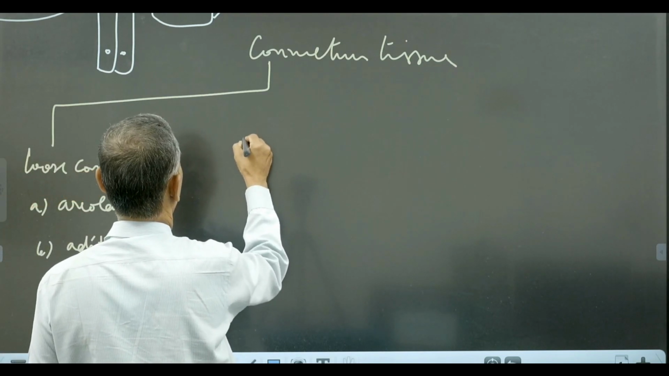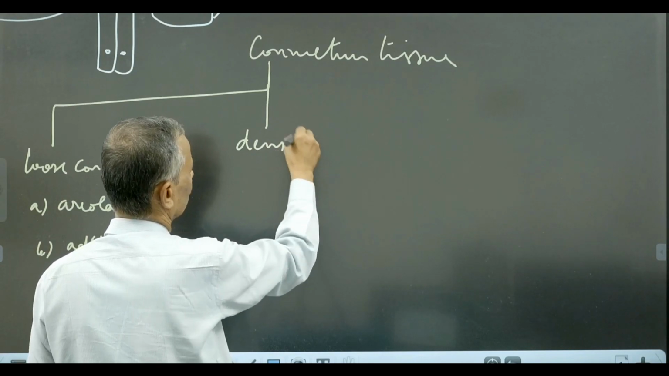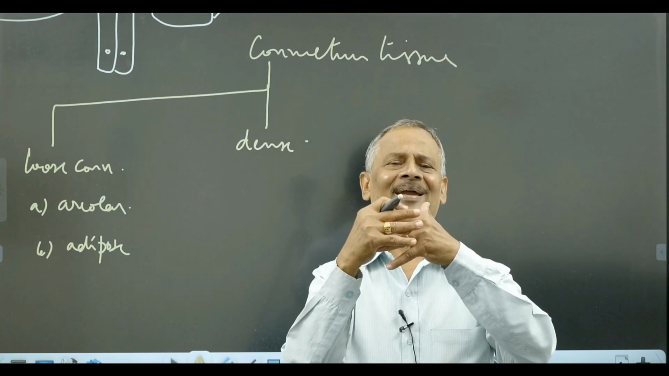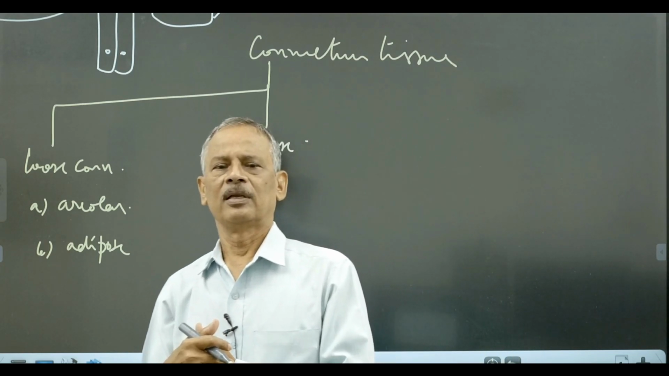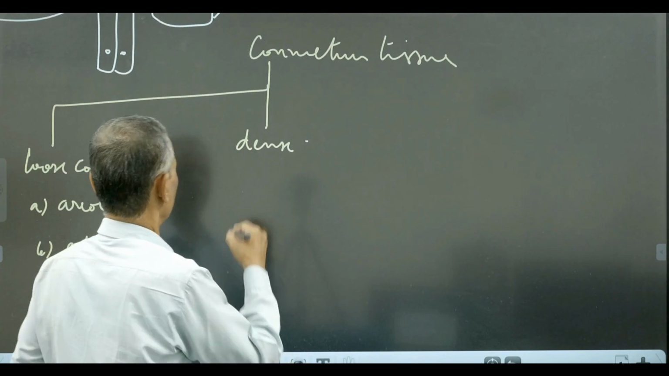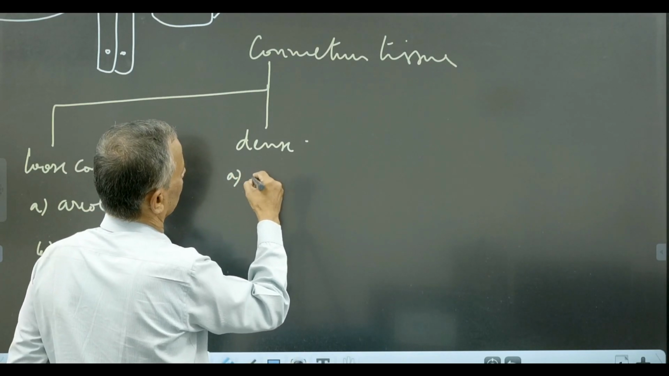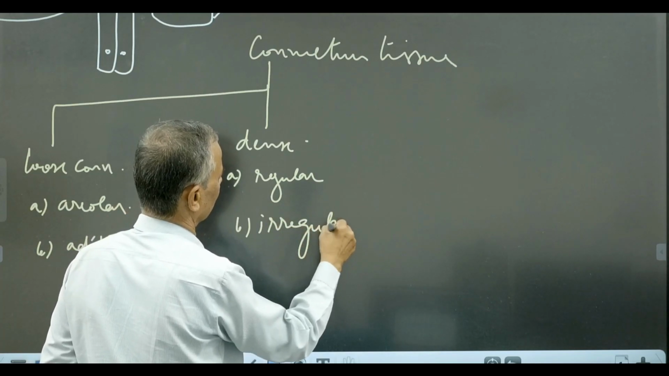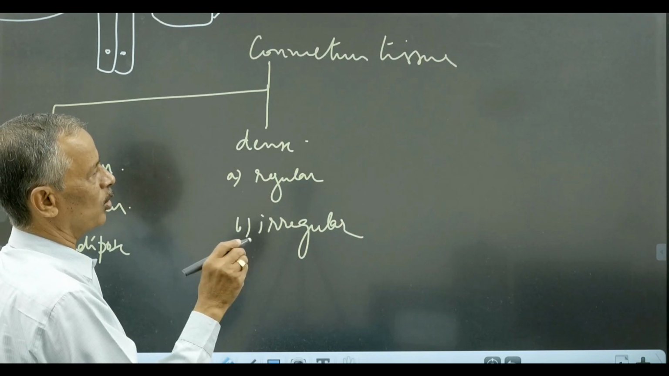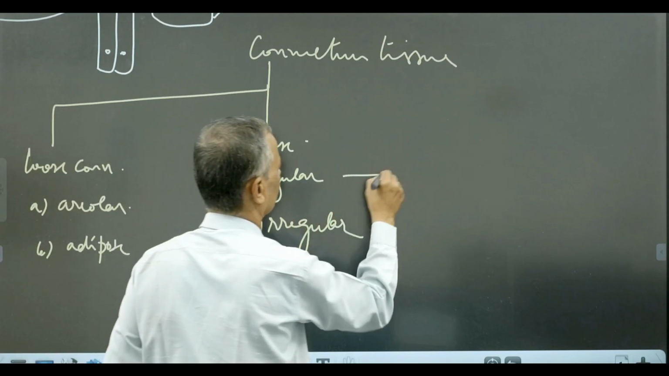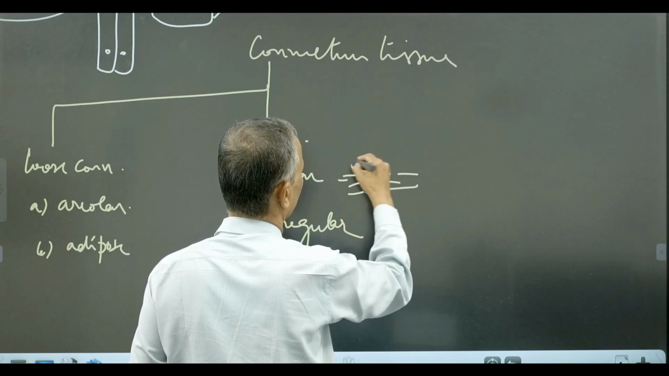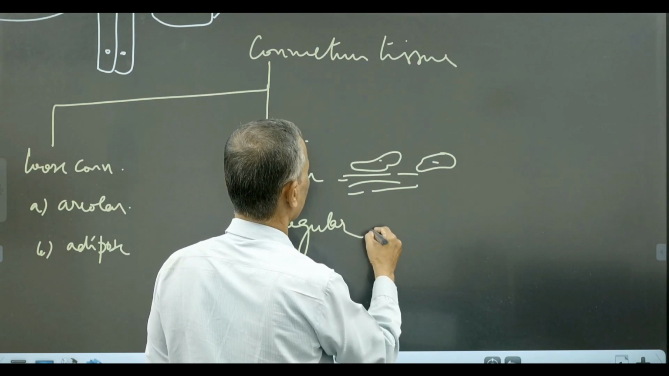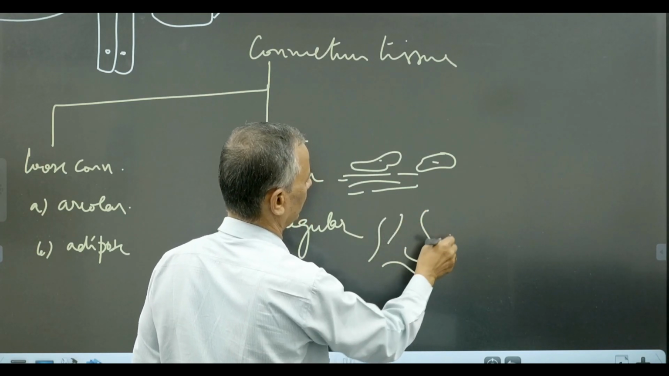Now we go to dense connective tissue. Here, the fibroblast cells and fibers are densely packed, compactly packed. And there are two types of such dense tissues, namely dense regular and dense irregular. What is dense regular? In dense regular, fibers and fibroblasts are oriented in the same direction. You have so many layers of fibroblasts and fibers arranged in the same direction. Whereas in irregular, you are having the fibroblasts and fibers oriented in different directions.